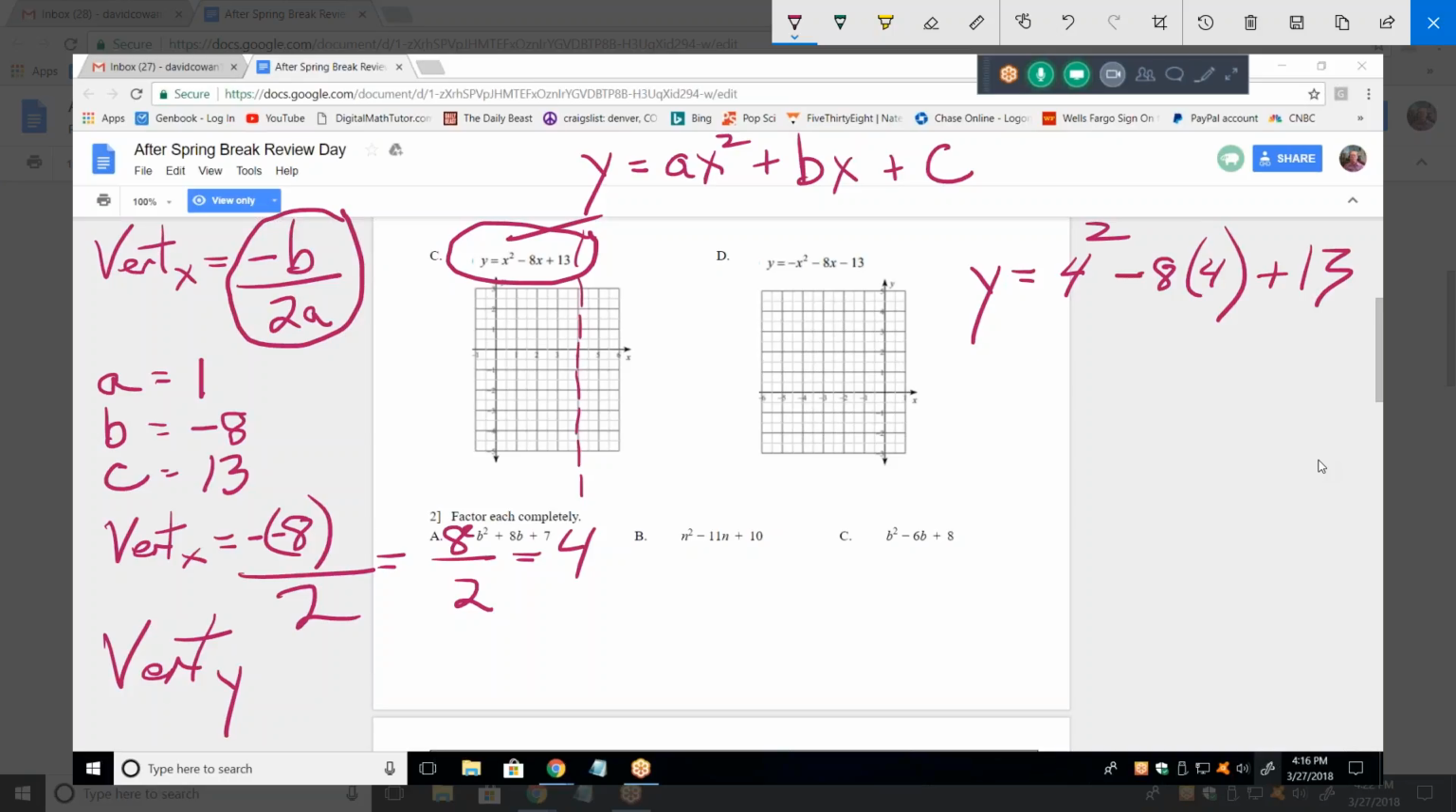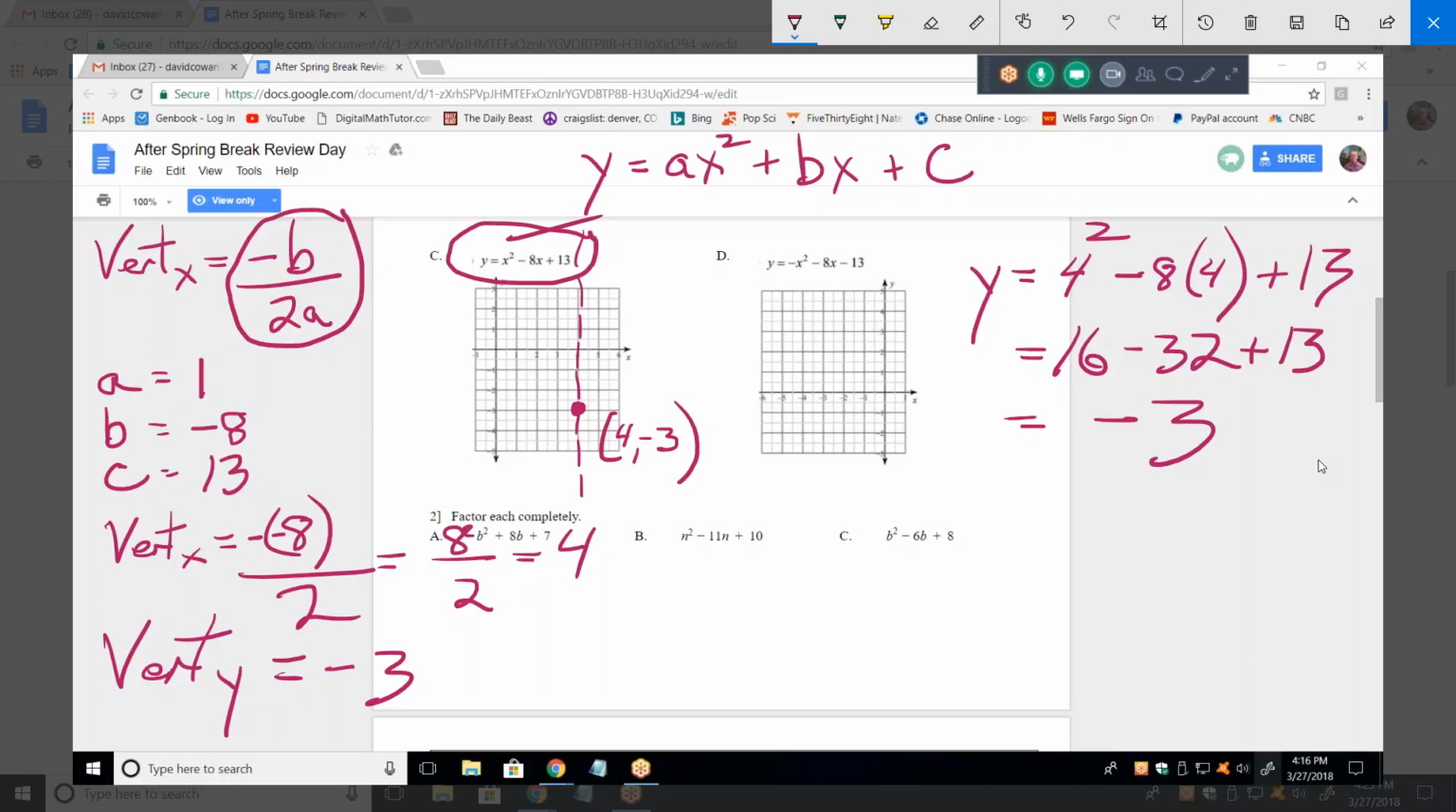Okay, good. And now what we've got is 16 minus 32 plus 13, and that gives us minus 3. So the y-coordinate for the vertex is minus 3. If I go up to my line of symmetry, minus 3 is right there. So that is 4 comma minus 3.